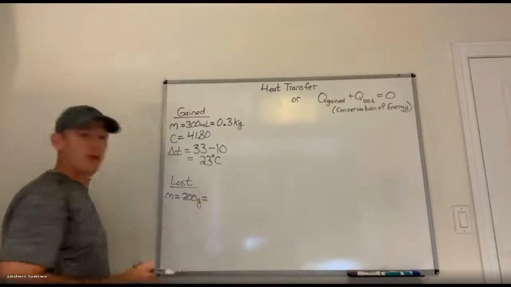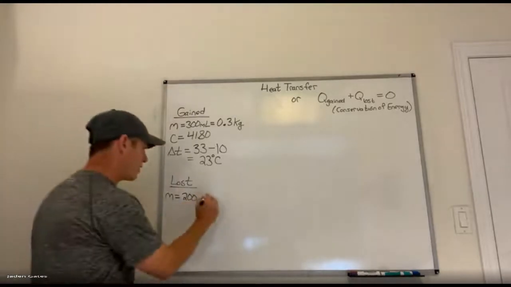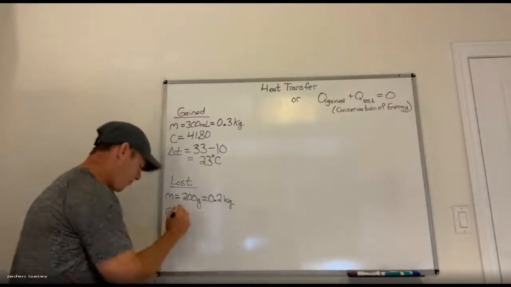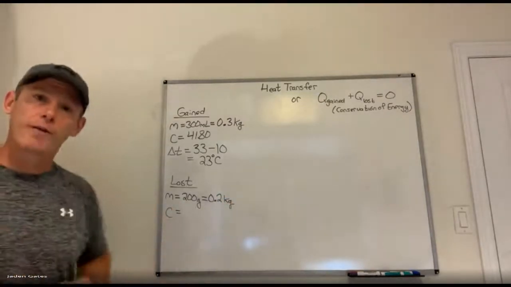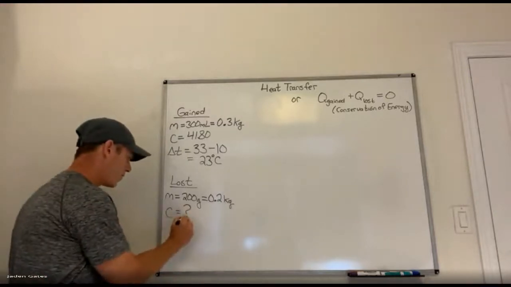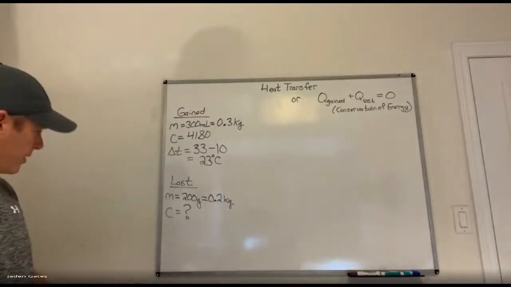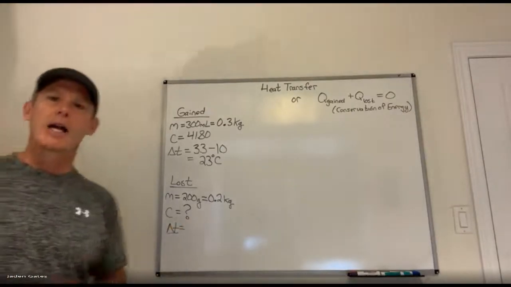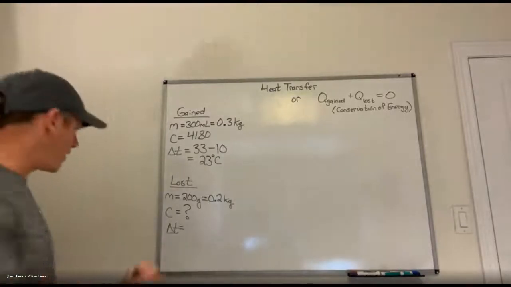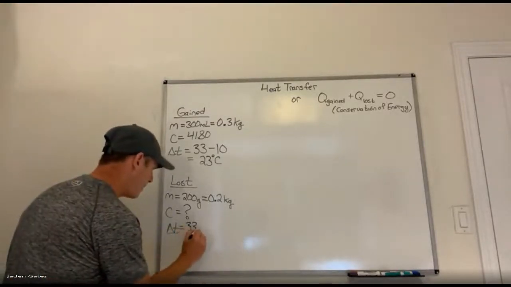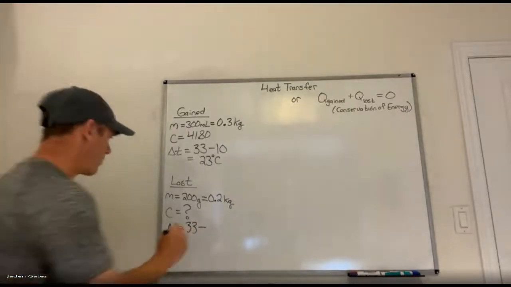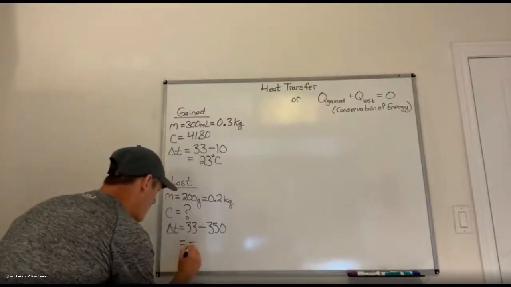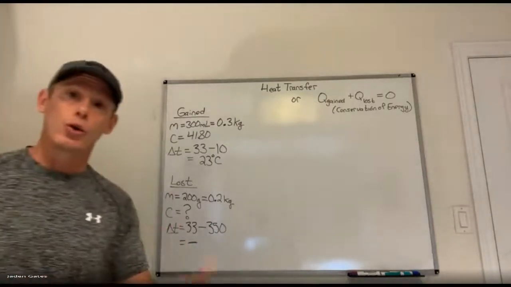And again, converting that to kilograms, dividing by 1,000, so I get 0.2 kilograms. All right, the specific heat capacity is actually what we're trying to figure out, so I put a question mark there. Let's see, our delta T, our temperature. This is important not to mix them up. Again, it's your final minus your initial. It says the final here is 33, minus the initial temperature, this thing was at 350 degrees. And so our delta T is going to be a negative number because, again, it's losing heat.